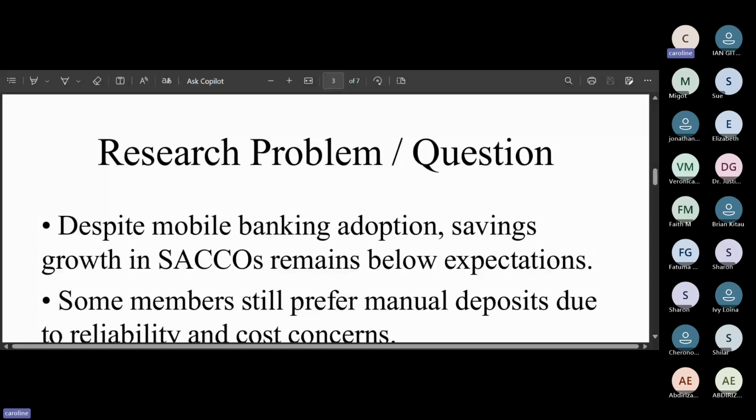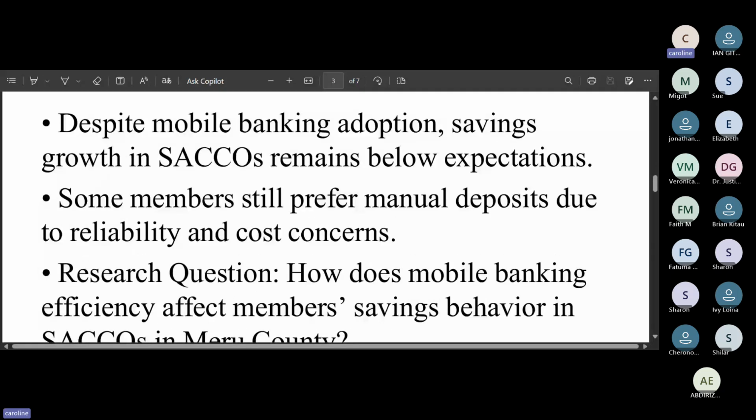My research problem is that despite mobile banking adoption, savings growth in SACCOs remains below expectations. Some members still prefer manual deposits due to reliability and cost concerns.